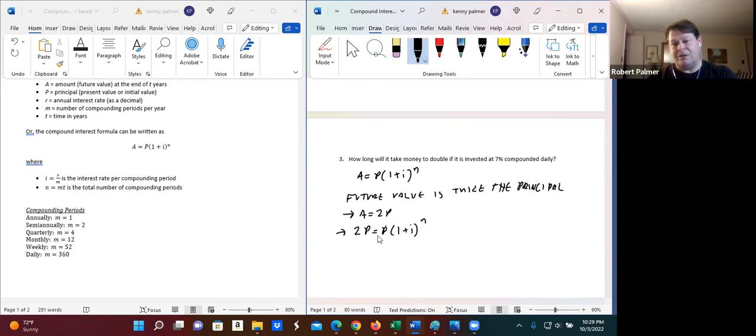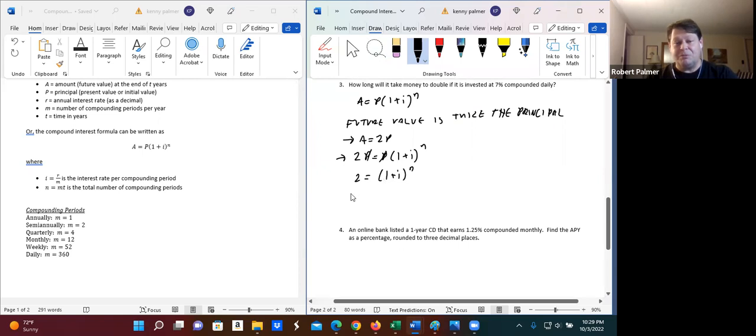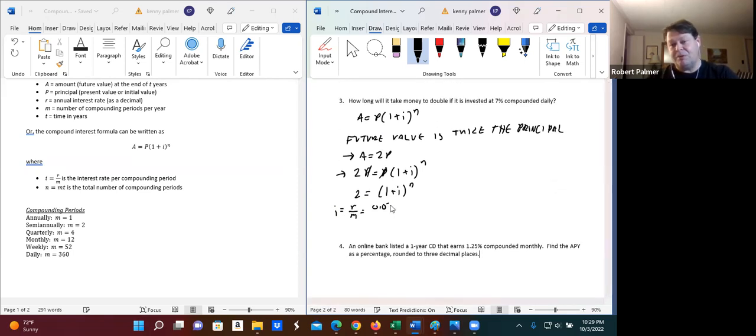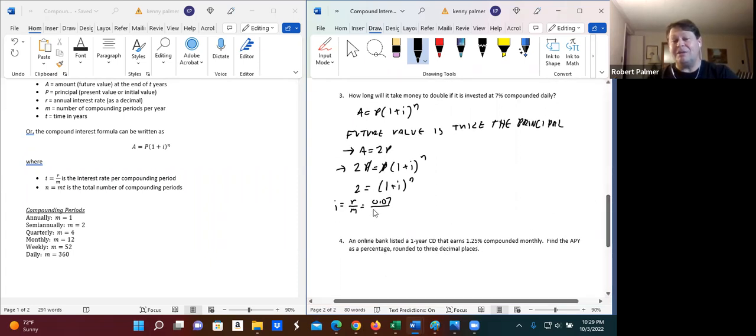And now we can just cancel out the P's. And what we have then is 2 is equal to (1 plus i) to the n. Okay, now let's insert some of our values. So what we know then is i is equal to r, the interest rate over the compounding period. And the interest rate was 7%, so this would be 0.07 over the number of compounding periods, compounded daily. Remember, daily in this case is going to be 360, not 365.